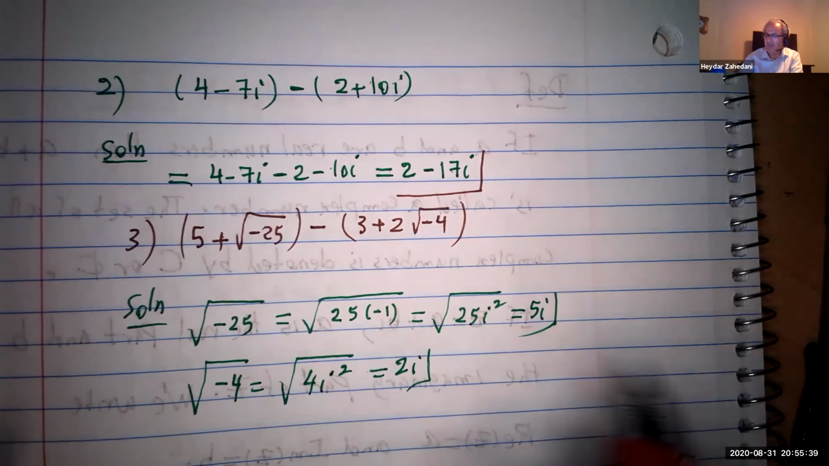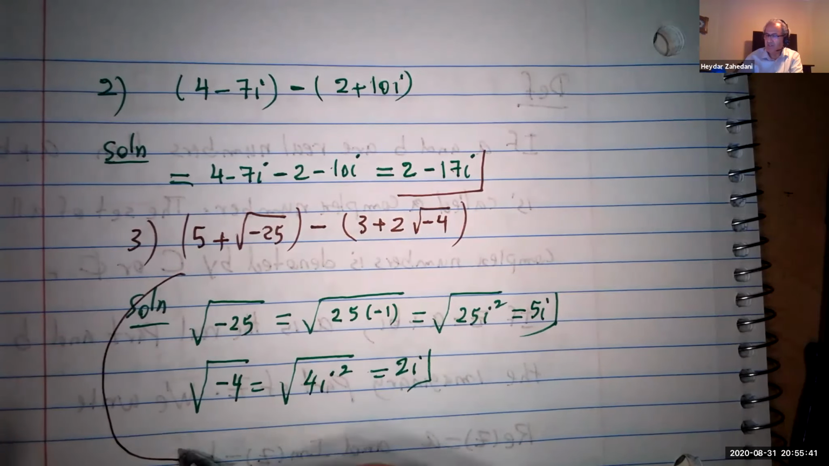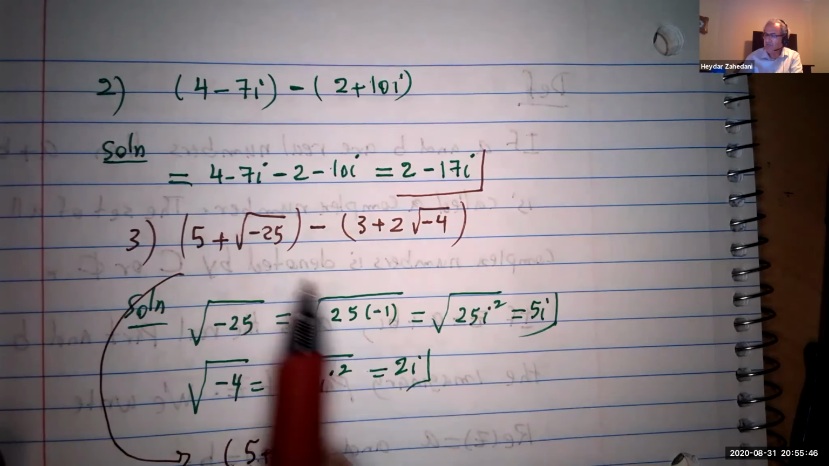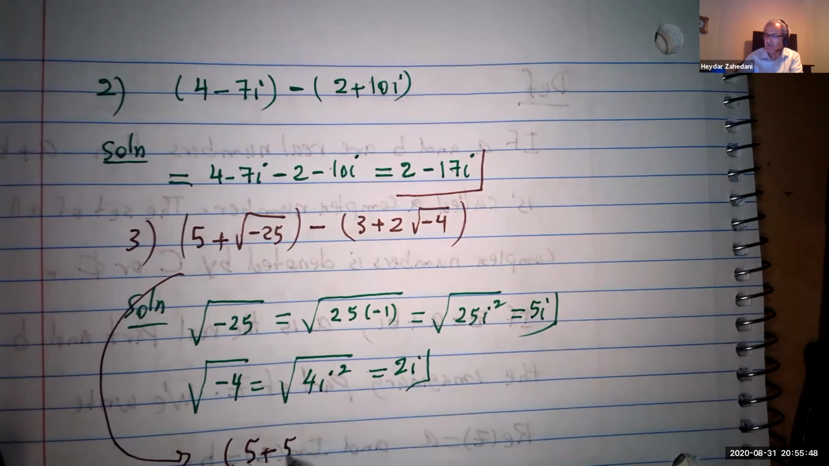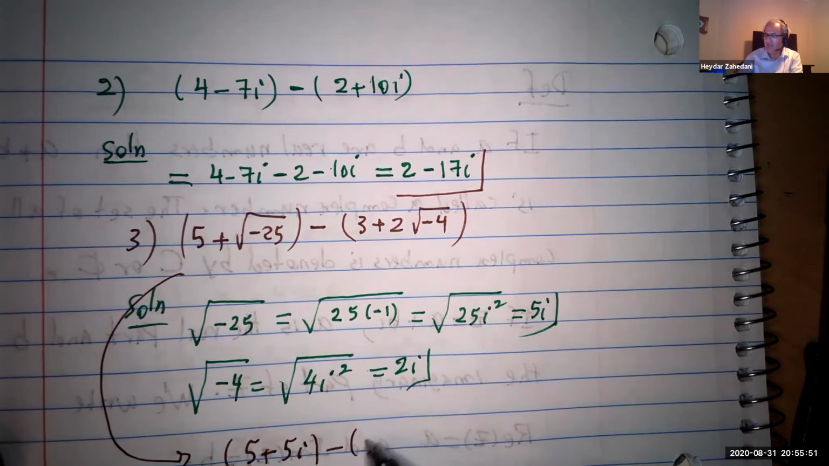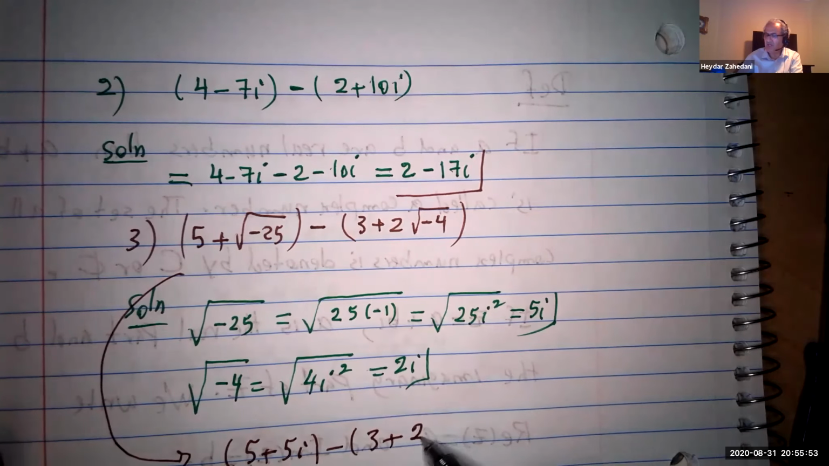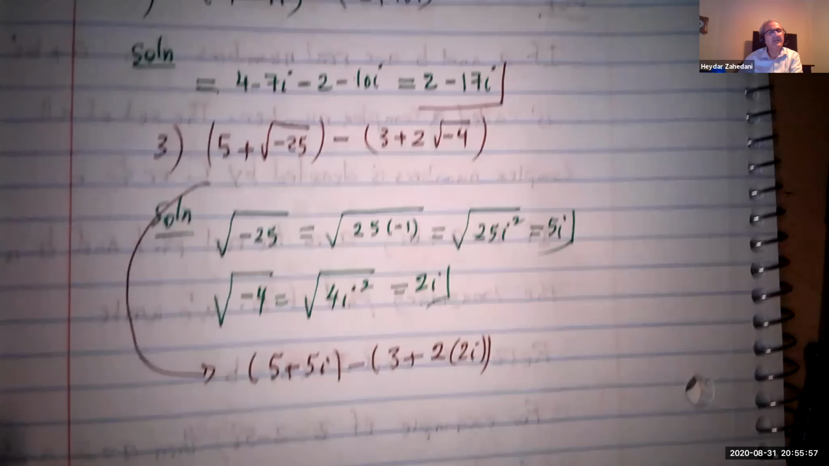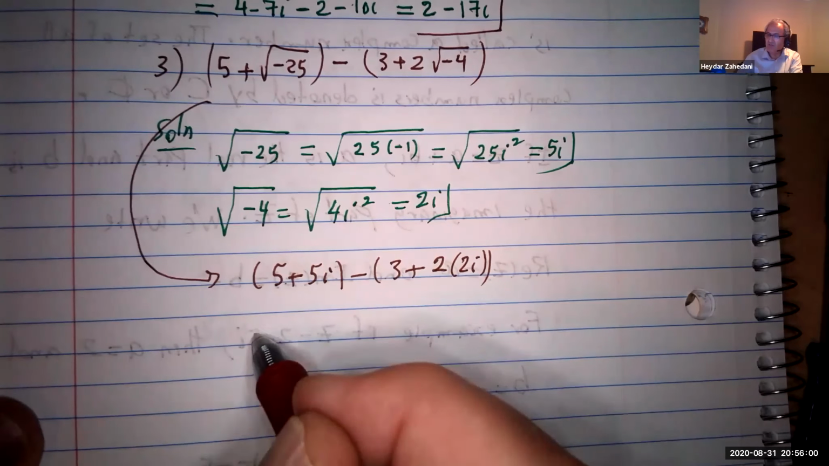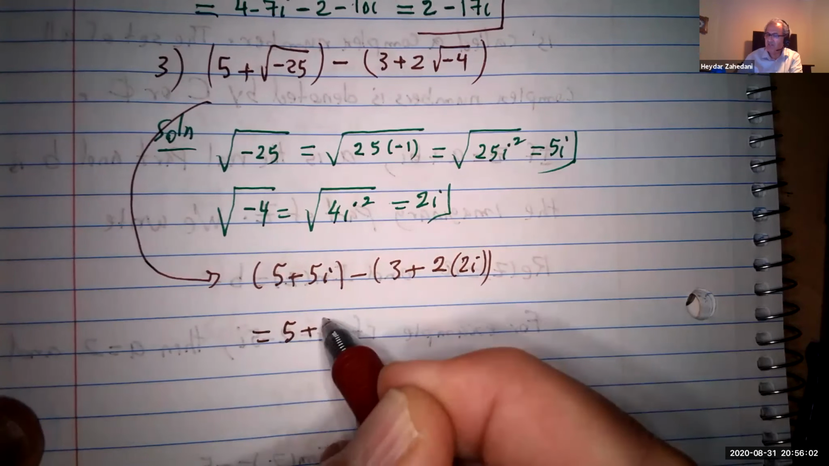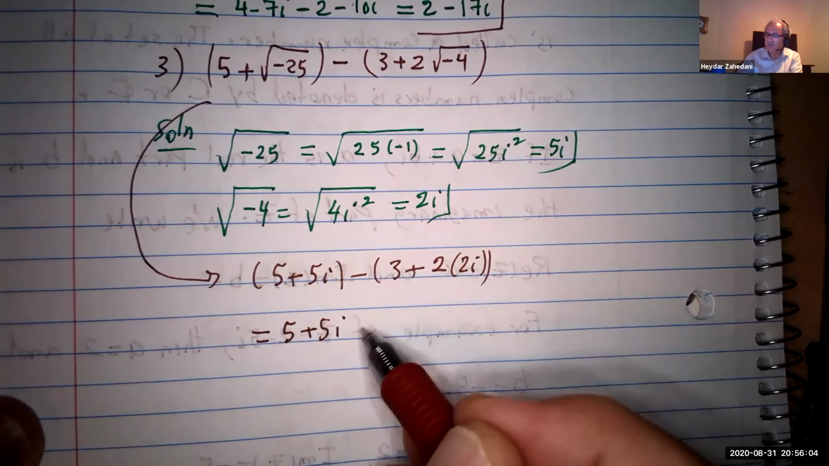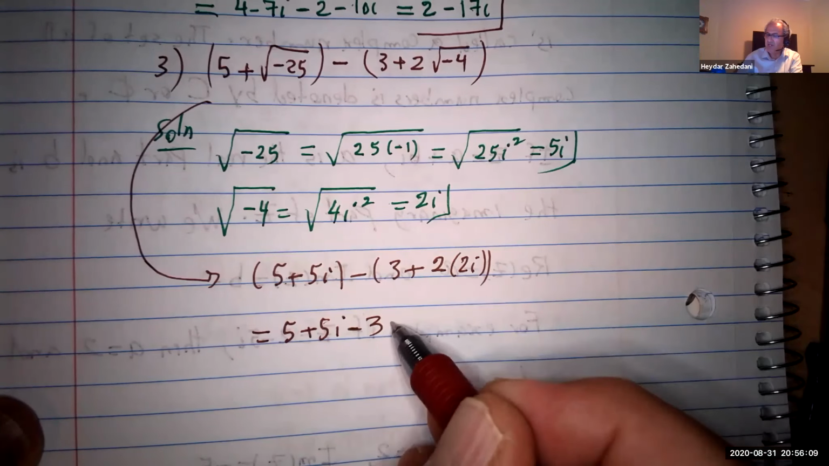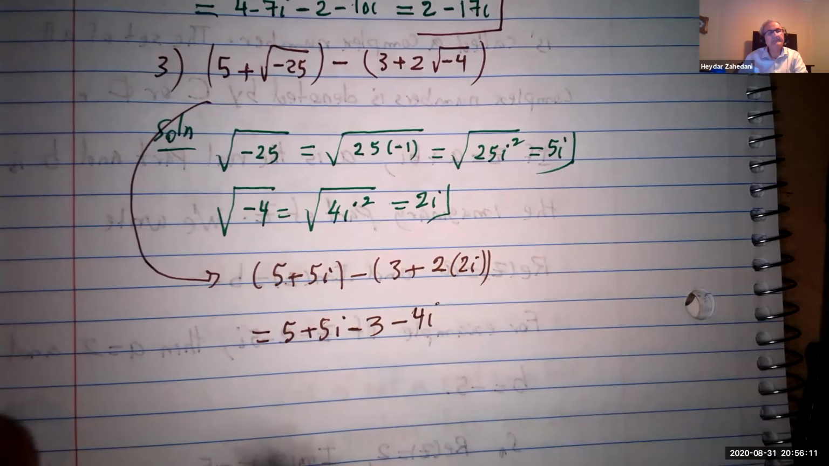So what we have is 5 plus 5i, minus 3 plus 2 times 2i. Now this is going to be 5 plus 5i. Remove the parentheses, minus 3. And this is going to be 2 times 2, 4i, so minus 4i.